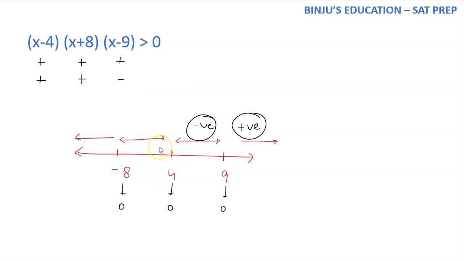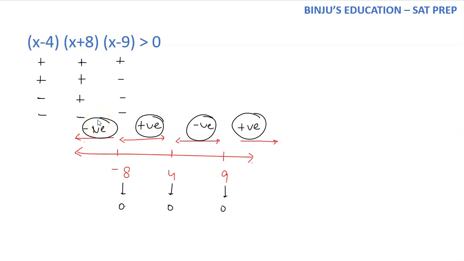Between minus 8 and 4, I'll think of 0. So I'm going to get negative, positive, negative. So the overall result is positive. And if I'm going to think of any value which is less than minus 8, for example minus 10, so minus 10 minus 4 is negative, minus 10 plus 8 is also negative, and minus 10 minus 9 is also negative. So the overall result is negative.